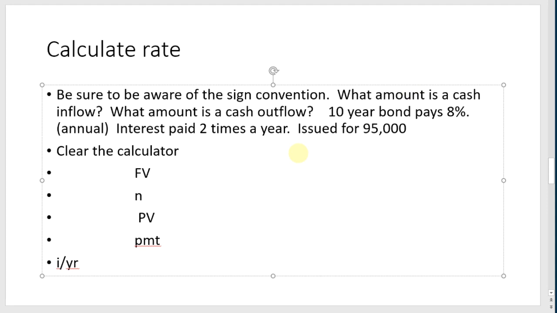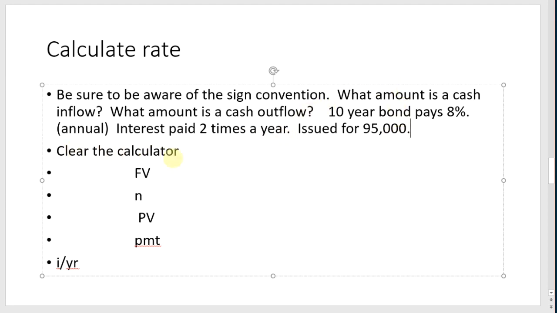Great. I paused the video and I put in a question. I hope you remember bonds from your introduction to financial accounting class, because we're going to do lots of them in intermediate anyway. So here we have a 10-year bond. It pays 8%, and of course that's the coupon rate. That's always the annual rate. It pays interest 2 times a year, and it's issued for $95,000. So what we want to know is, what was the market or yield rate?